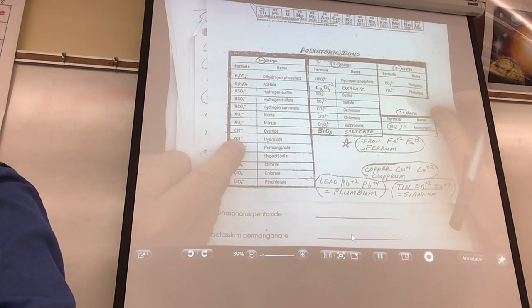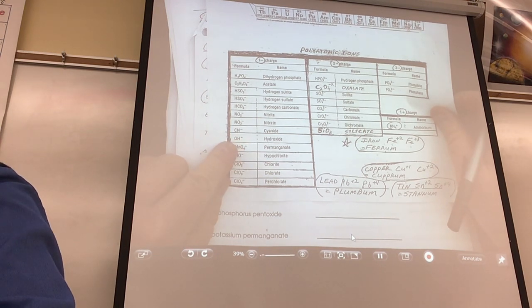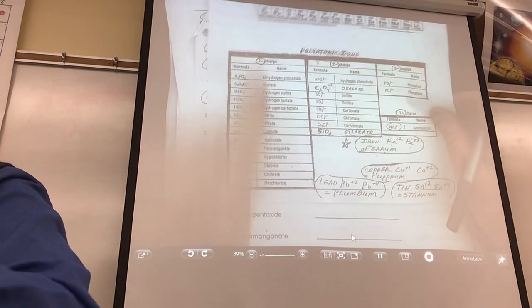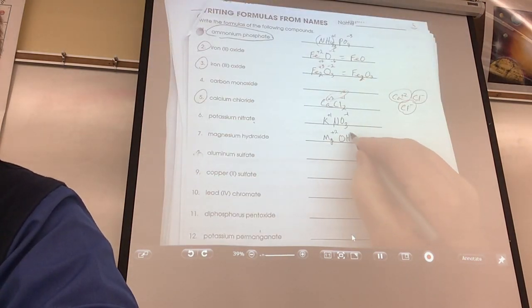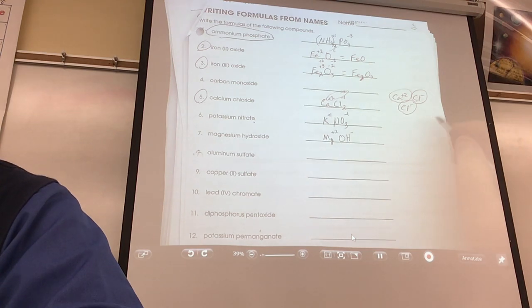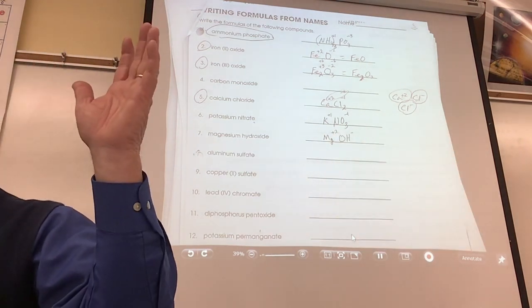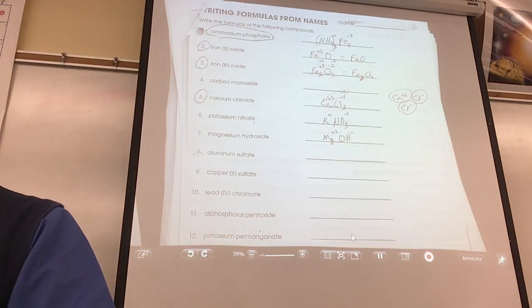What's that little symbol? What is it? Minus what? What are all these? Minus one. Okay, OH is -1, isn't it? Now, +2, -1? That's not going to work. What do you need then?